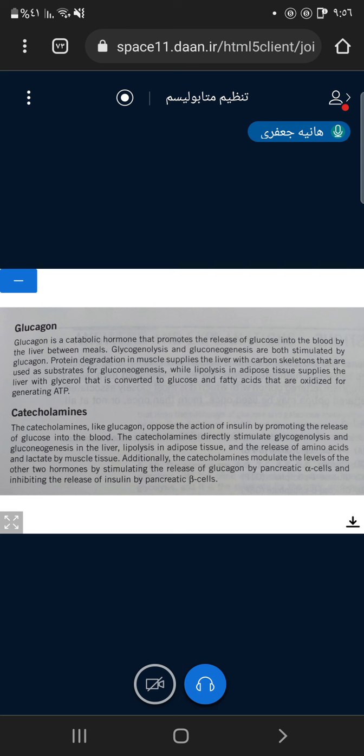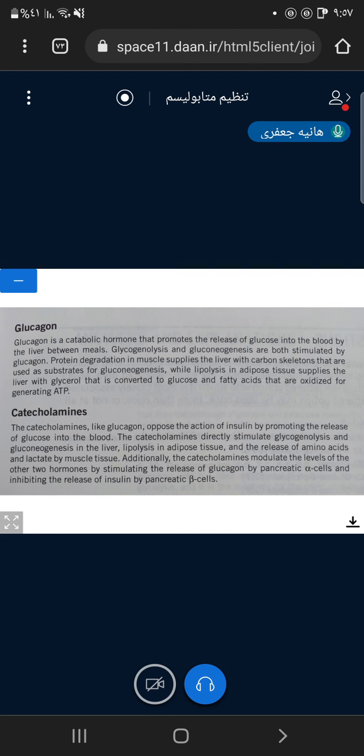در حالی که از طرف دیگه اگر بخوایم روی لیپولیز توی بافت چربی متمرکز بشیم، هورمون گلوکاگون کار دیگه‌ای که انجام میده اینه که میتونه لیپولیز تو بافت چربی رو افزایش بده. بعد به تبع اون گلیسیرول فراهم میشه برای تبدیل به گلوکوز یا اسید چرب و در این حال انرژی لازم رو هم برای بدن میتونه مهیا بکنه.